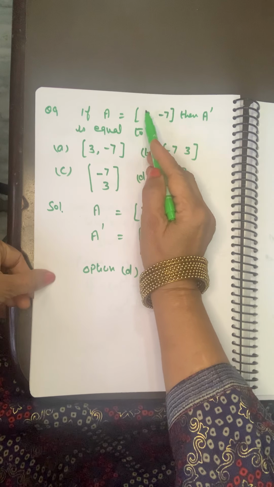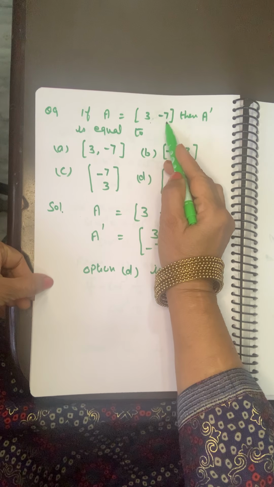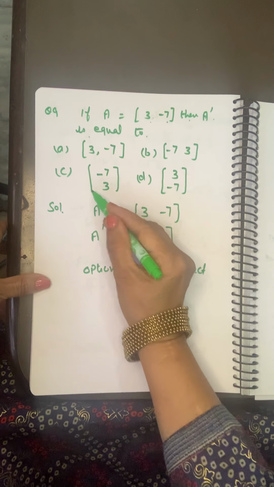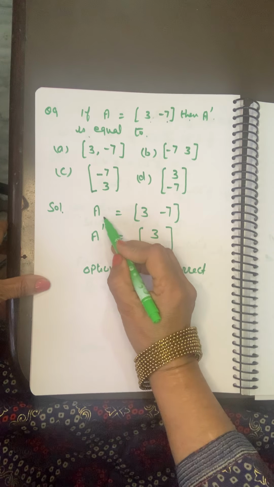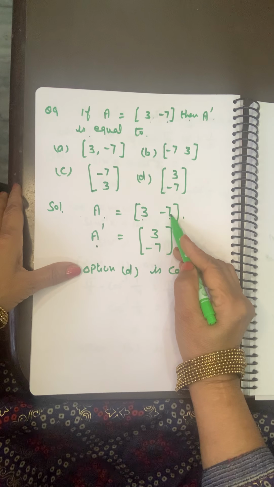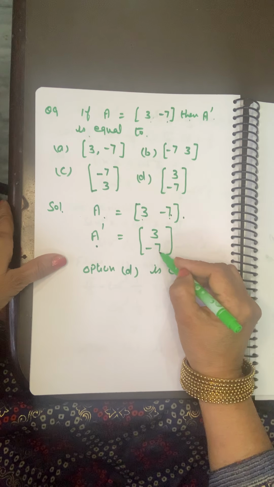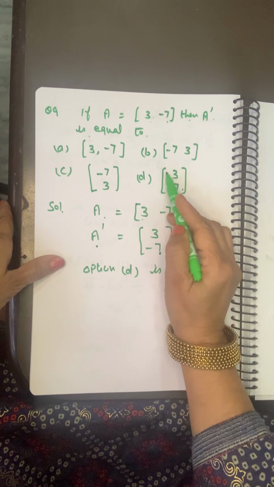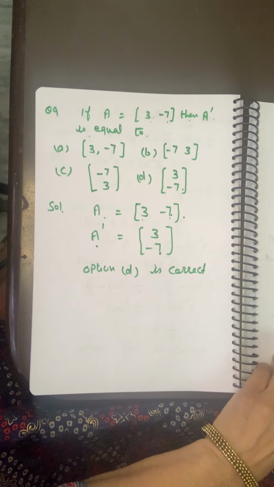If A equal to the matrix 3 minus 7, then transpose of A is equal to, again you have given 4 options. A is given as a matrix 3 minus 7. When you take the transpose of a matrix, rows change into columns and columns change into rows. So 3 minus 7, this row changes into the column 3 minus 7. So option D is correct. This matrix is 3 minus 7.